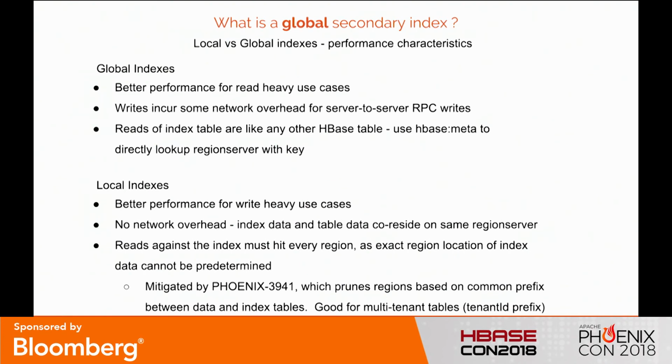Another thing I should mention at the bottom, Phoenix 3941. For local indexes, we've done an optimization that mitigates the drawback I just mentioned about having to ping every data table region server. You can prune which region servers you need to hit based on a common prefix between the data and index tables. A good example of that is if you have a multi-tenant table, you can prune based on tenant ID.